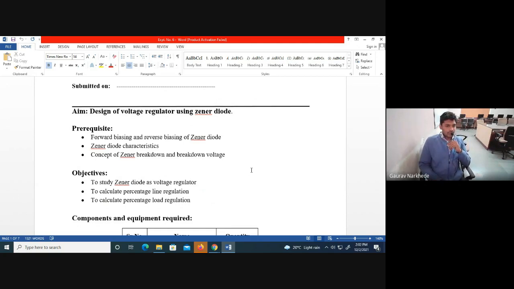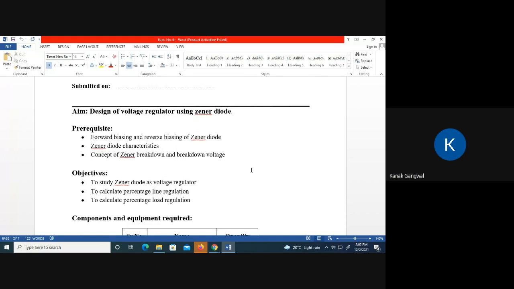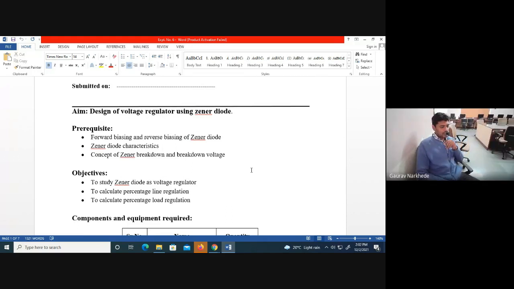Now Zener diode. We know the Zener diode characteristics and the concept of Zener breakdown as well as breakdown voltage. Zener diode is operated normally in which bias, forward or reverse? Reverse bias. What is the voltage across the Zener diode when it is in reverse bias? We call it VZ.